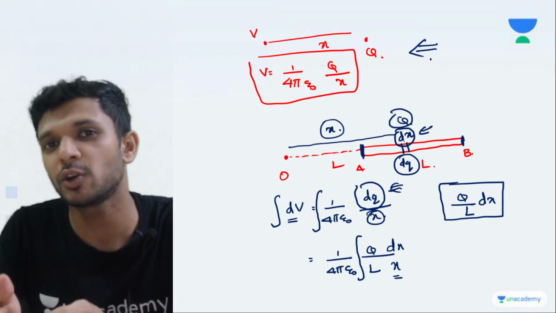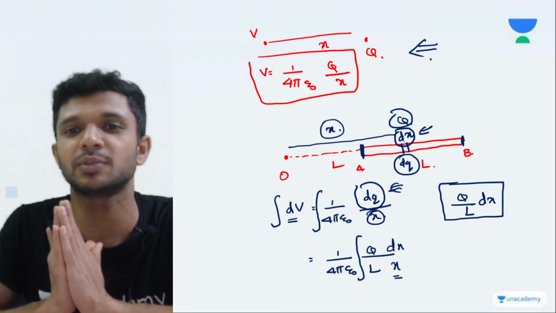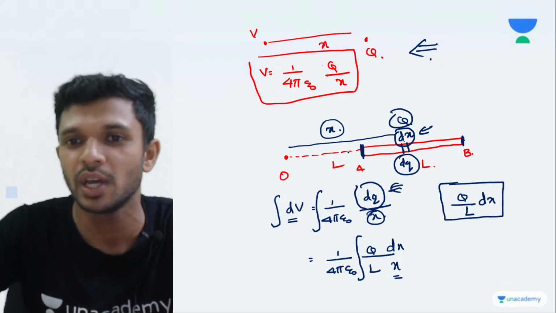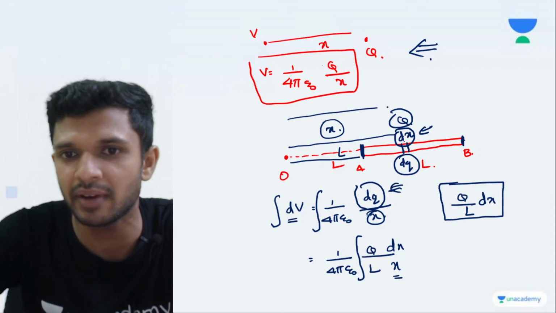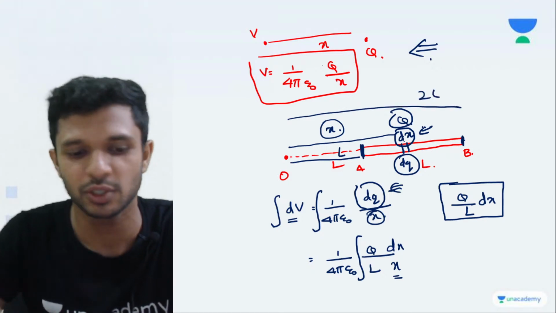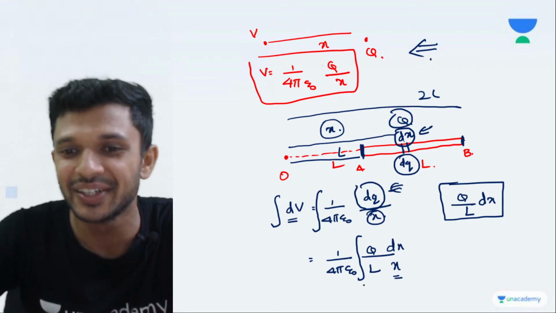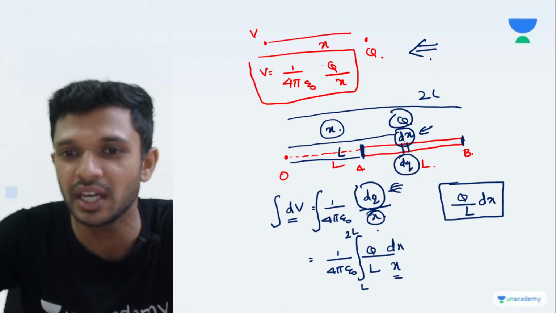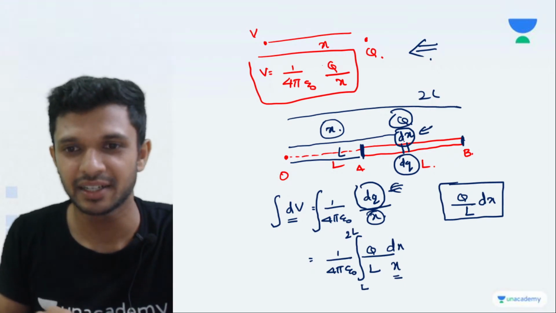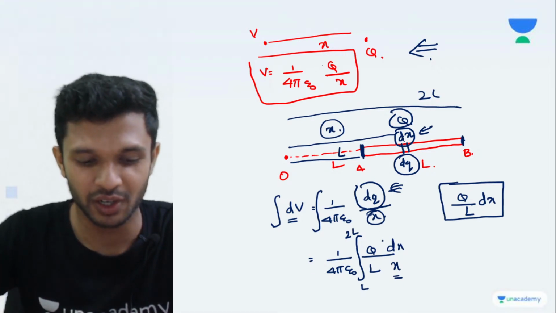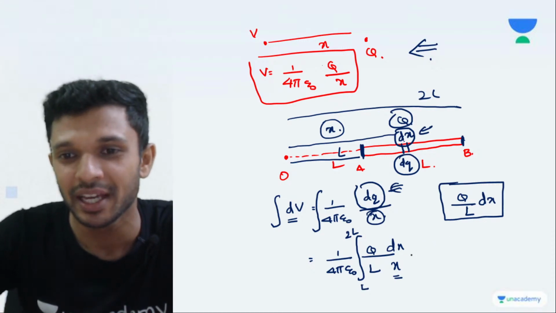And we are finding out the potential produced by all the charges between the points A and B. So the minimum value of x will be L and the maximum value of x will be L plus L, that is 2L. So from where to where do we have to integrate? From L to 2L, integrate. That's all there is. L for dog, D for dog. Okay. Now shall we continue?